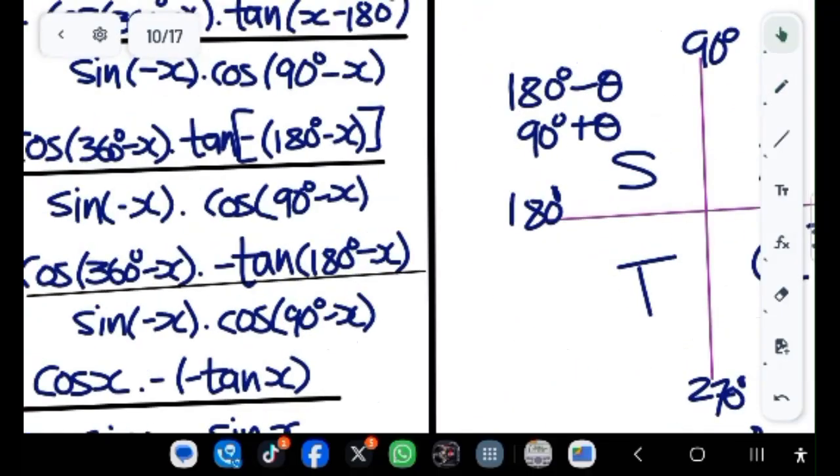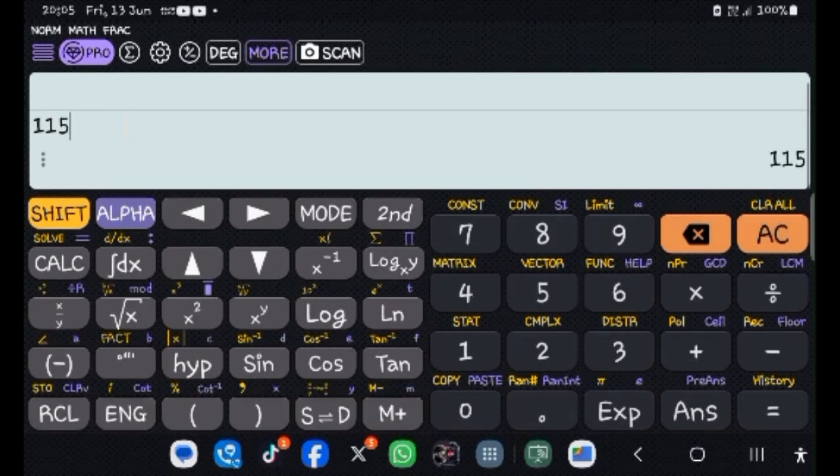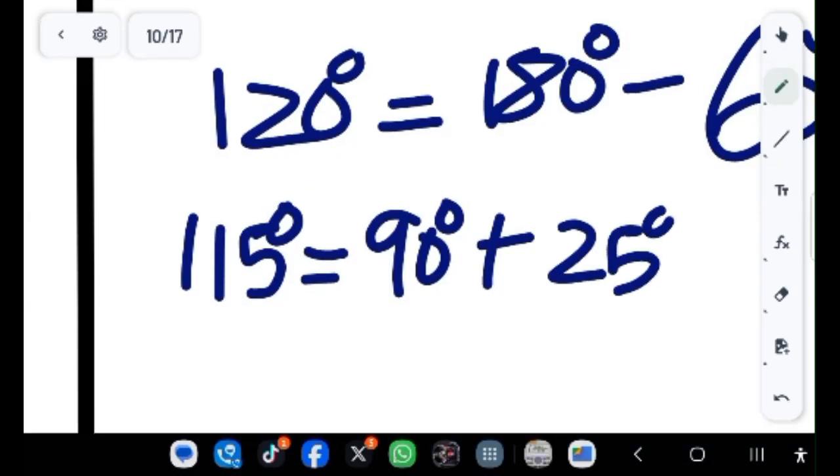115 is bigger than 90, but smaller than 180. It's best to express it as 90 degrees plus something. So 115 degrees equals 90 plus the acute angle, which will be 115 minus 90, and that gives us 25. So that is 90 degrees plus 25.